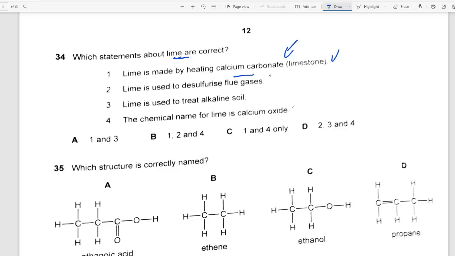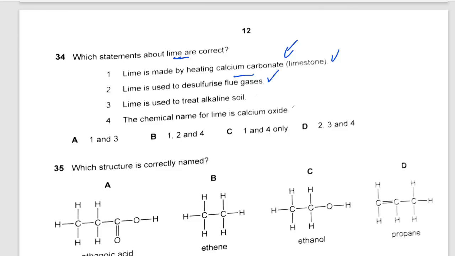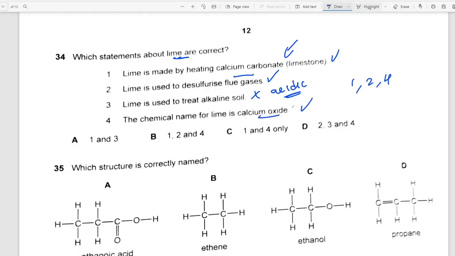Lime is used to desulfurize flue gases. That is correct. It's actually a very popular usage of lime. Lime is used to treat alkaline soil. That is wrong. It actually is used to treat acidic soil. The chemical name for lime is calcium oxide. That is correct. So the answer is 1, 2, and 4. That is B.